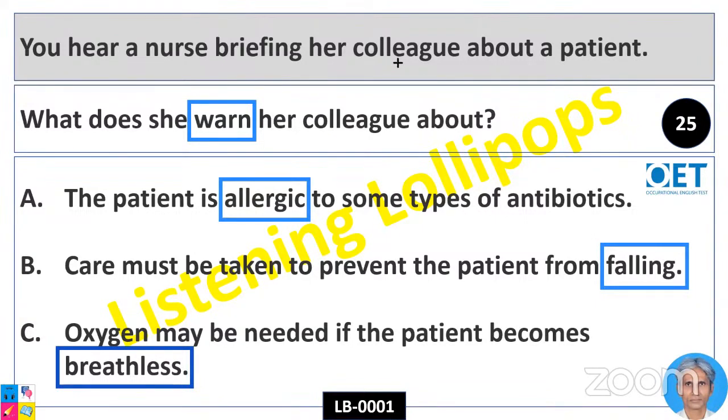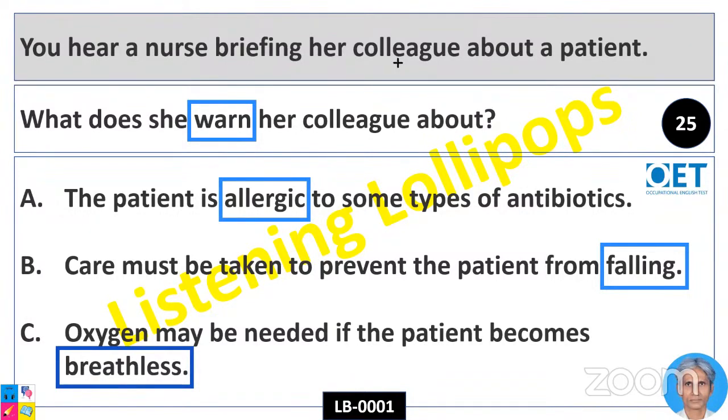Next one is, oxygen may be needed if the patient becomes breathless. So oxygen is not a problem. Patient is not a problem. But breathlessness is the problem. Patient can become breathless. Problem with breathing, breathing problem.